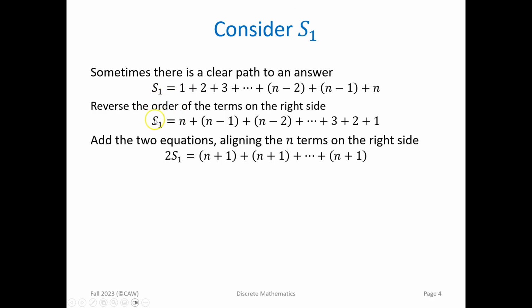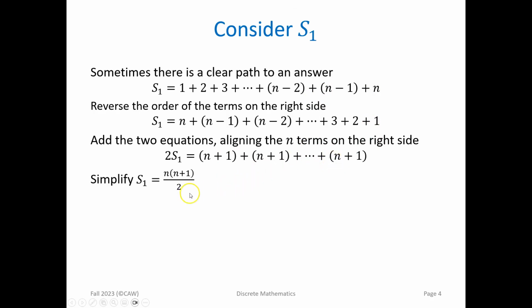Well, S sub 1 plus S sub 1 is 2 S sub 1. 1 plus n is n plus 1. Let's write it that way. 2 plus n minus 1, well, that's again n plus 1. 3 plus n minus 2, again n plus 1. All of these terms would be n plus 1, all the way to the end here on the right, n and plus 1. How many terms are there? We've already said there are n of them.